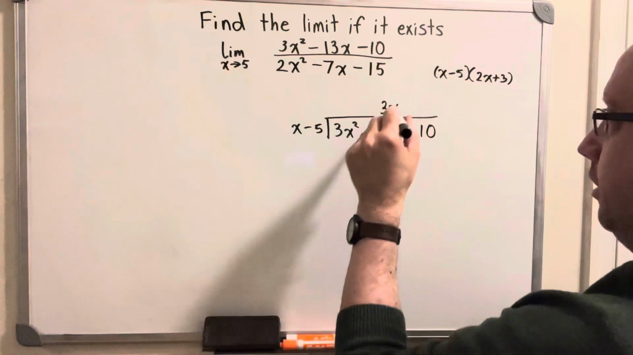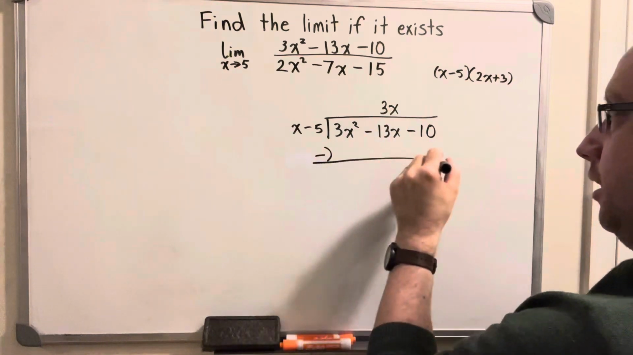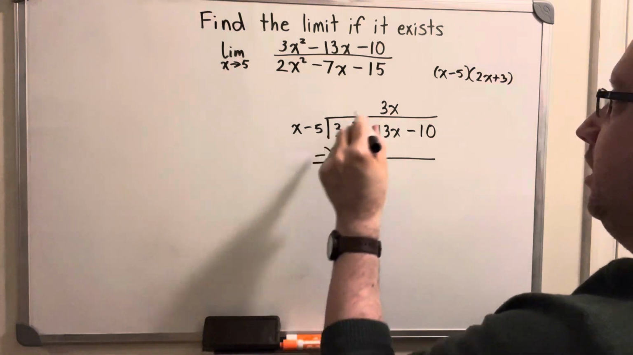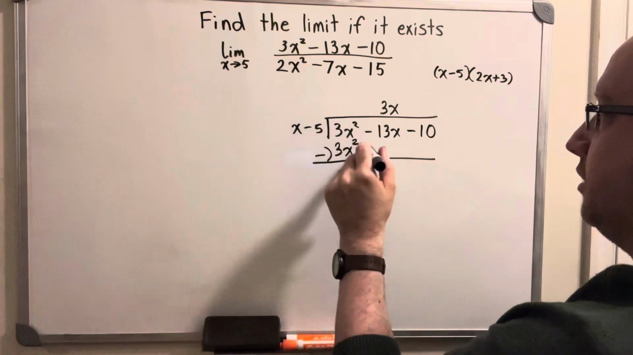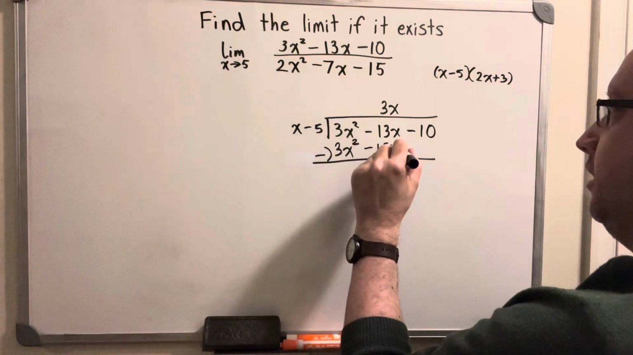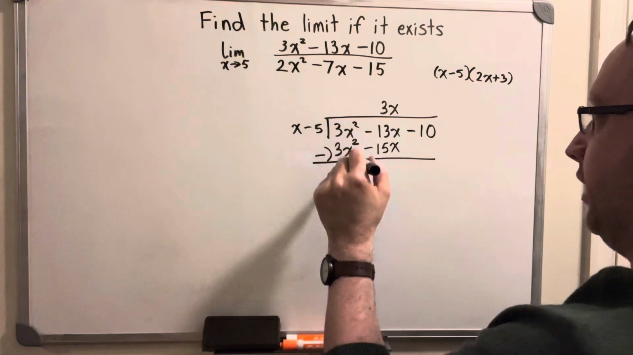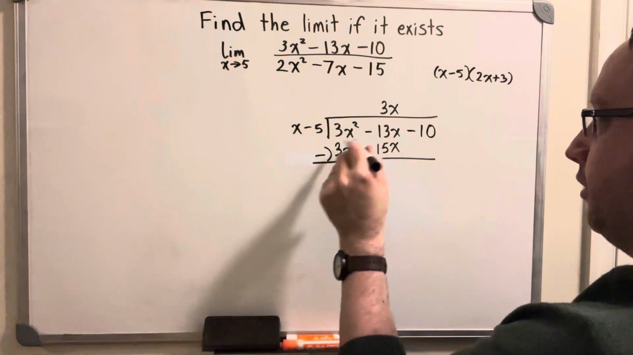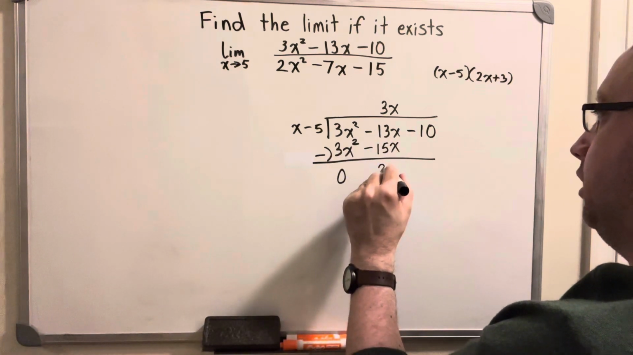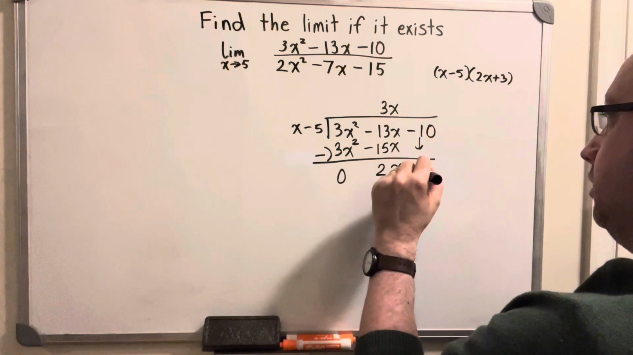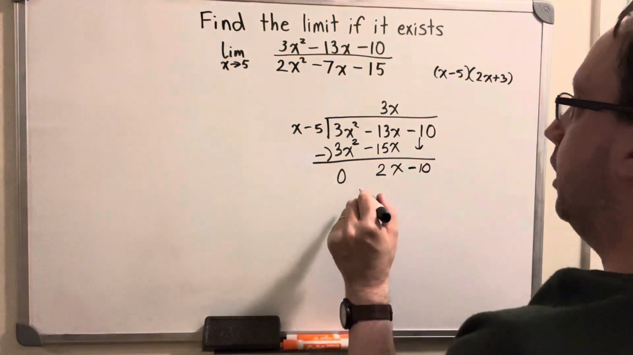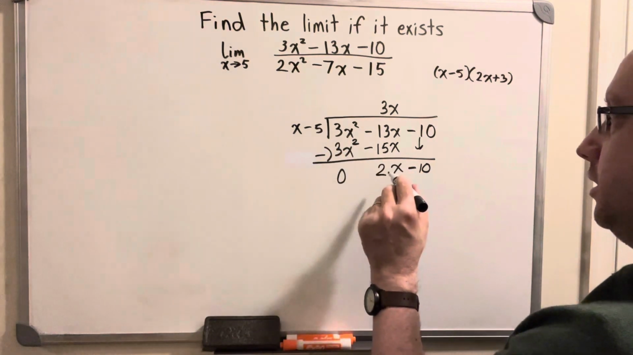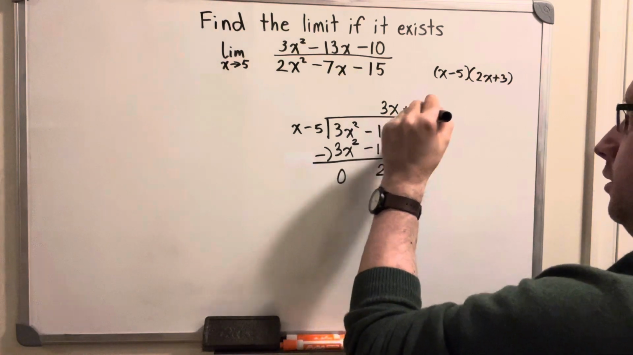So x times, I'm going to do this. X times 3x is 3x squared. 3x times minus 5 is minus 15x. 3x squared minus 3x squared is 0. Negative 13 minus negative 15 is negative 13 plus 15, which is 2x. And we drop down the minus 10. So x times what is 2x? Just a positive 2. Okay.